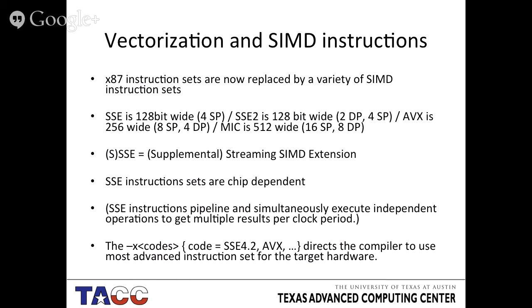Now, the reason vectorization is much more important today than it was, say, 5 years ago, is because 5 years ago, all the support we had was for 128-bit vector operations. That's essentially 2 doubles. So if your code is double precision and you vectorize it really well, the maximum you're going to get is a factor 2 improvement.